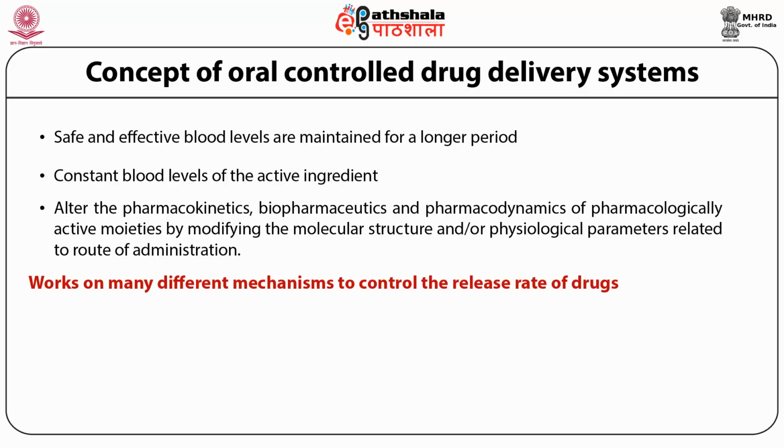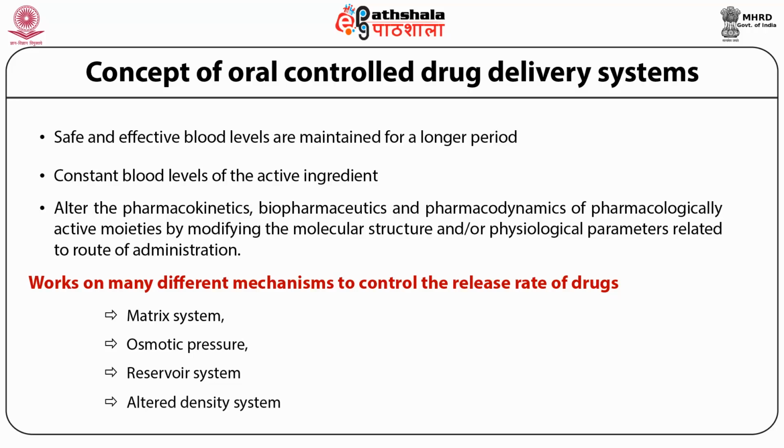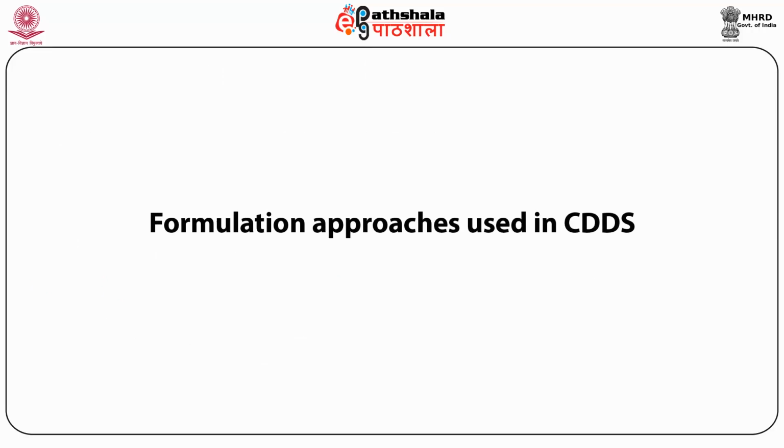In short, if we may just conceptualize, the controlled drug delivery systems could either depend upon the matrix system design, we can use osmotic pressure designs, or we can have the reservoir system or the altered density system. A controlled drug delivery system is generally designed to release the drug at a particular rate or at a specific site.